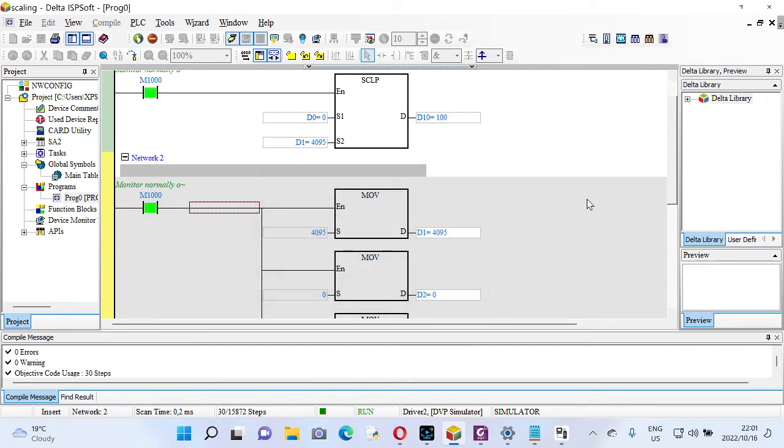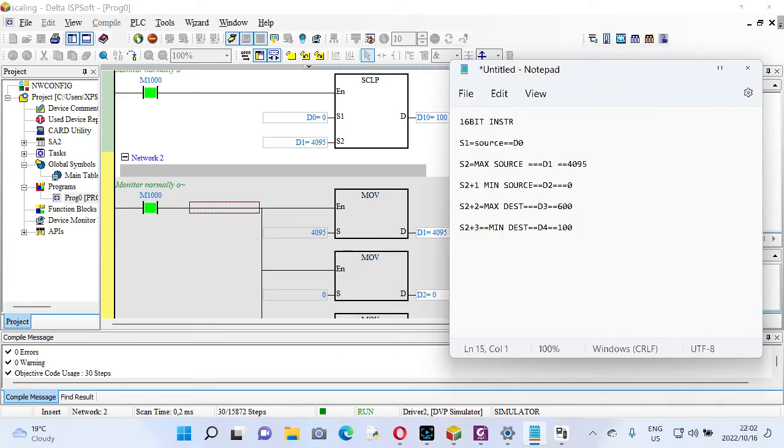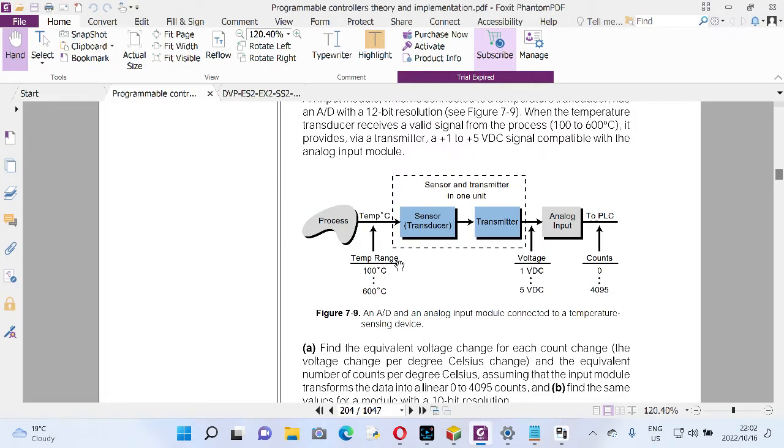Must get answers. Right. So what do we have here? It means on D0 we have 0. What is D0? D0 is source value. So on source value, if we have got 0, it means we are on 100 degrees. We go back to our question. 0 counts is proportional to 1 volt, which is proportional to 100 degrees. You see now.